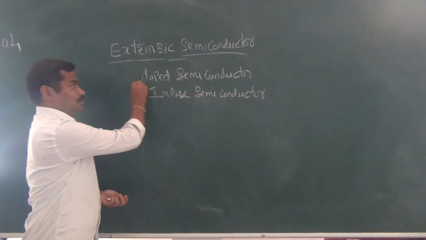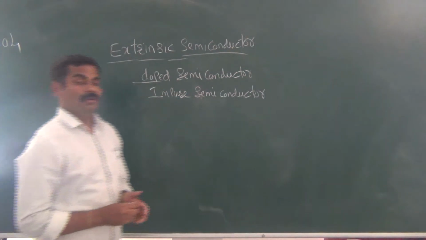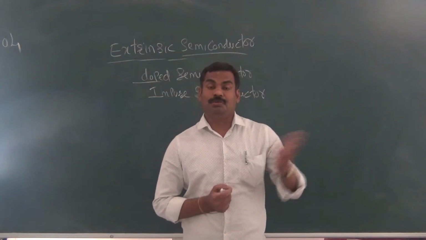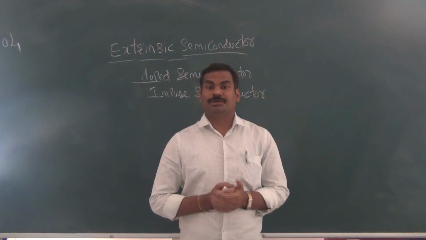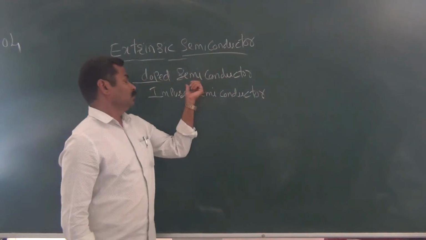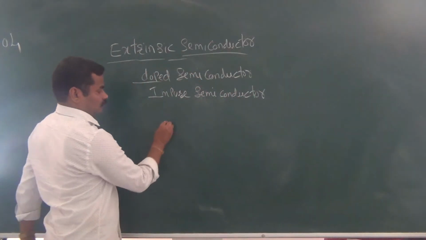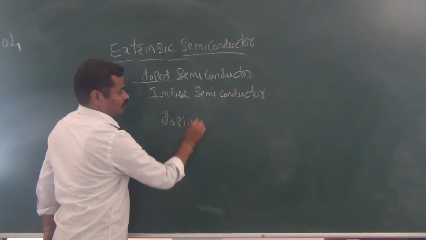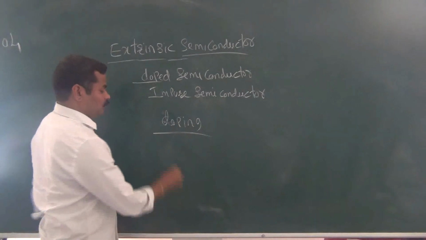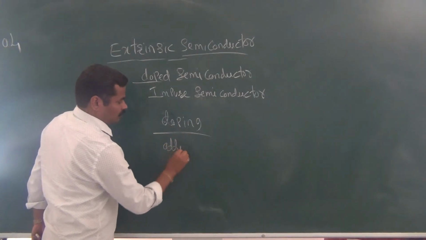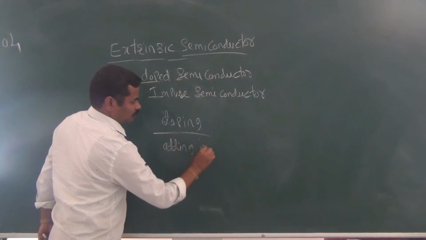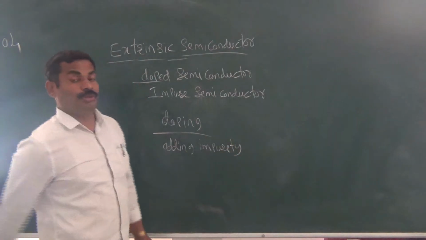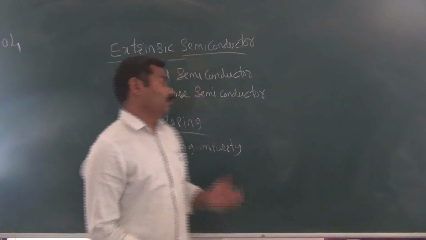Maybe you are studying this in chemistry. What is called doping? Doping is nothing but adding impurities to a pure semiconductor to increase the conductivity. That is nothing but doping. Adding the impurity to a pure semiconductor is doping.